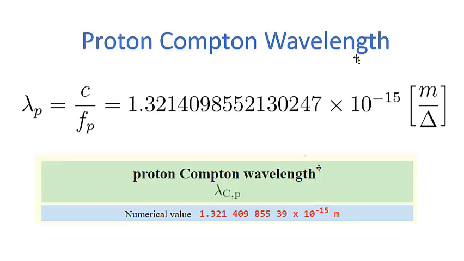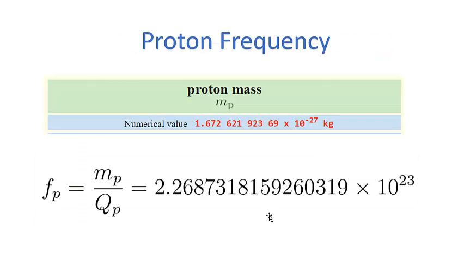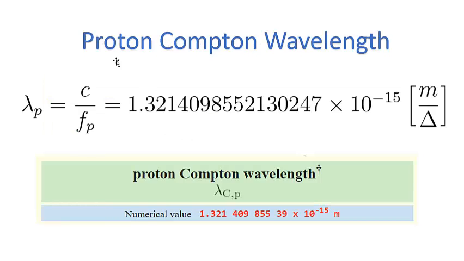Okay, we don't need to, but if we want to, we can get the wavelength, which is equal to the speed of light divided by the frequency. And so when I take the speed of light and divide by this frequency, we get the proton Compton wavelength, which is this value here, which exactly matches the standard up to about this point here.